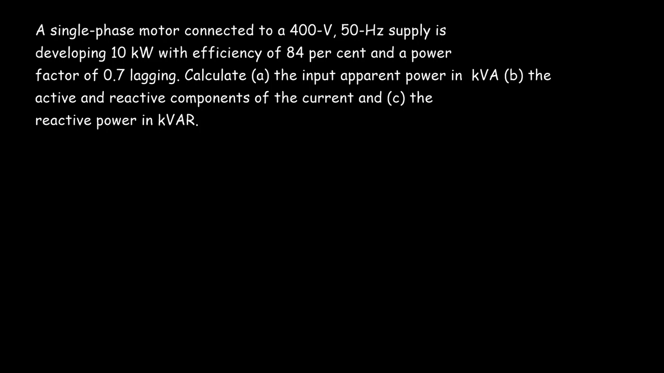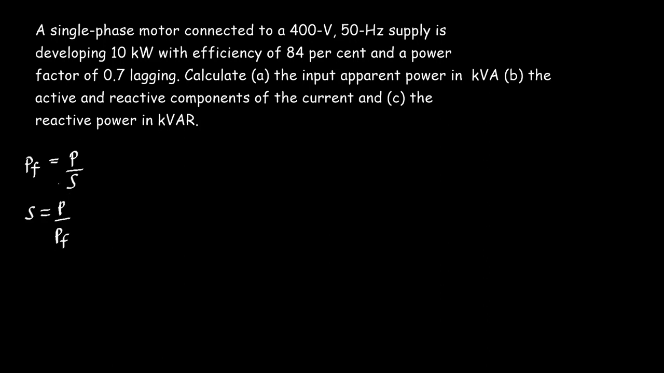So the first thing is to calculate the input apparent power. From my previous lesson on power in AC circuits, we learned that the power factor should be equal to the active power over the apparent power. So we can use this formula to find the apparent power. The apparent power is equal to the active power over the power factor. We know the power factor of the circuit, which is 0.7, but we don't know the active power, but we can find it.